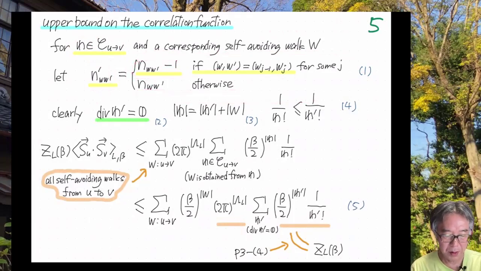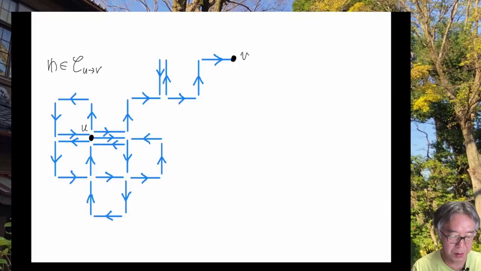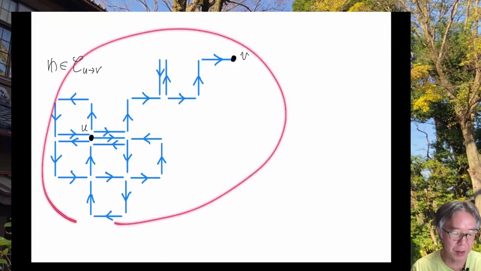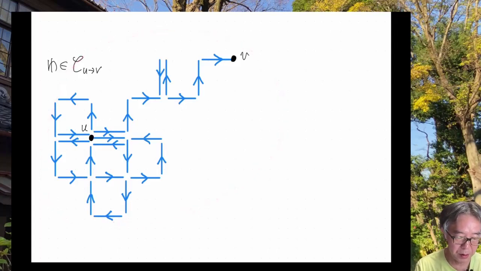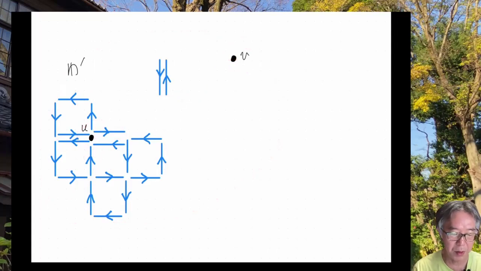Then rather clearly this new thing is divergence free. I think this is obvious, but let me show it. This is the same configuration as before, and it's almost divergence free, but it has divergence 1 here and divergence -1 here. And this is our self-avoiding walk. It comes from here and ends here. So you just take away these red bonds and you're left with n prime.